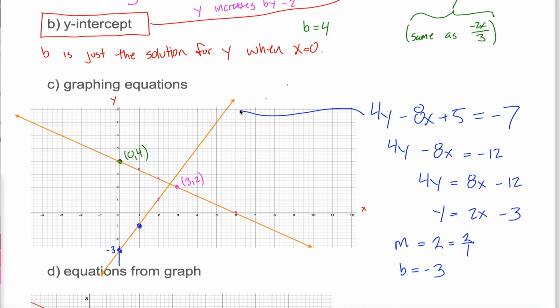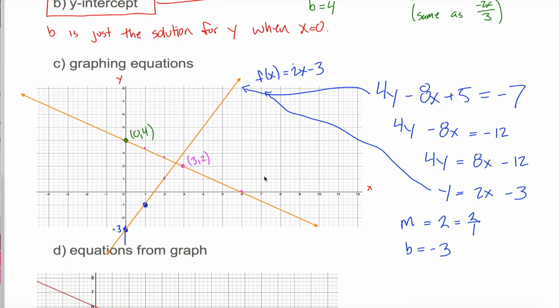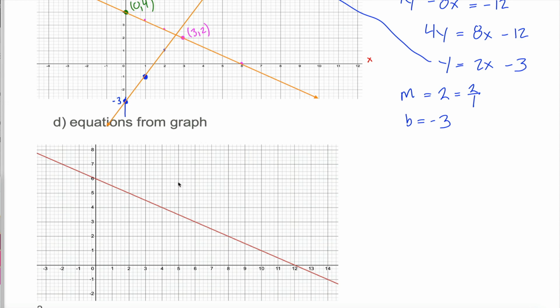This line represents this linear equation. It also represents this linear equation. And if I wanted to write things in function notation, I could say f of x equals 2x minus 3 as a function shows up with this graph. And just like we can get the graph from the equation, we can also come up with the equation just from looking at the graph.